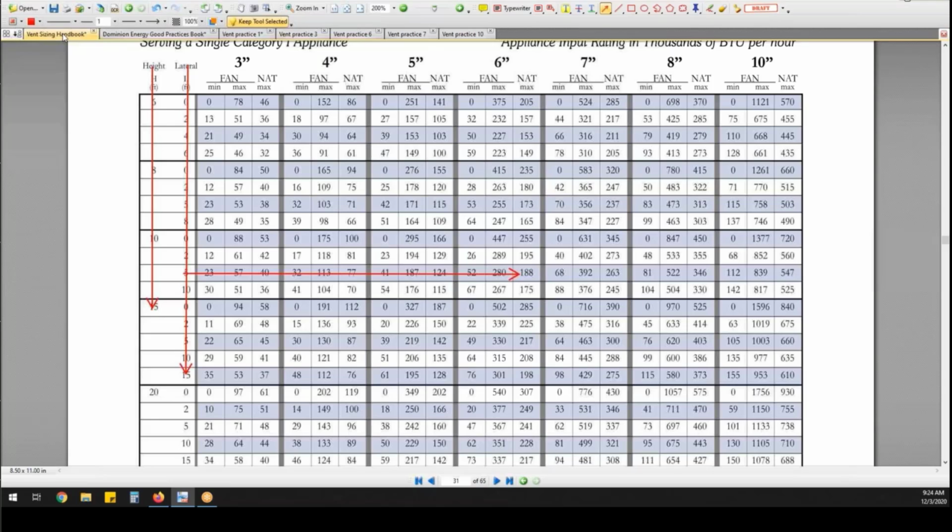So I'm going to come back over here. Now that I've got my height and my lateral, we're going to be using the fan column now, and it's got a min max. We'll talk about that. My maximum BTUs is 60,000. So let's see, will 3 inches work? Will 3 inches max give me 60,000? It won't, right? It only gives me 53,000. I can only move 53,000 BTUs through it. So I can't do that flue in 3 inch, but if I come across to the next table.